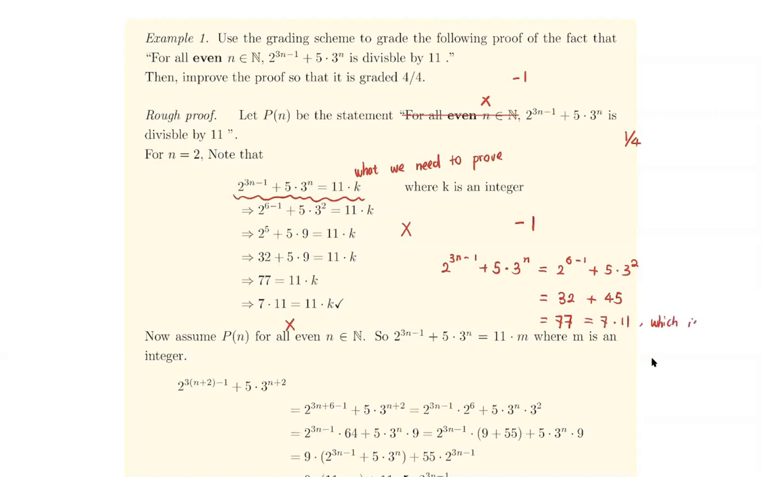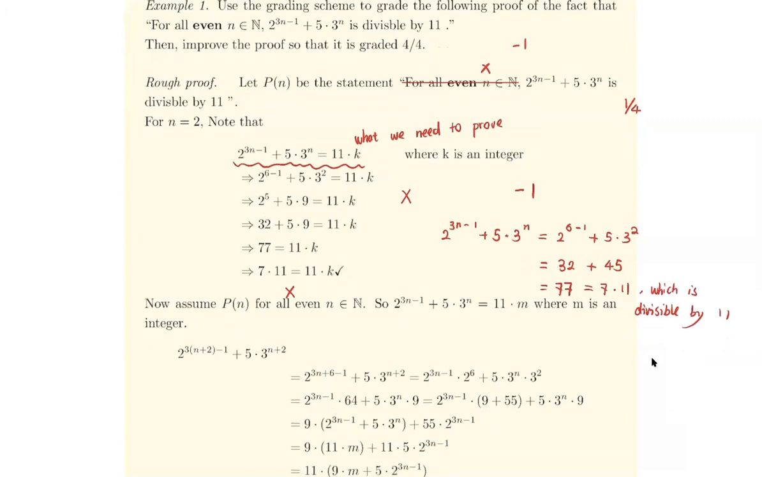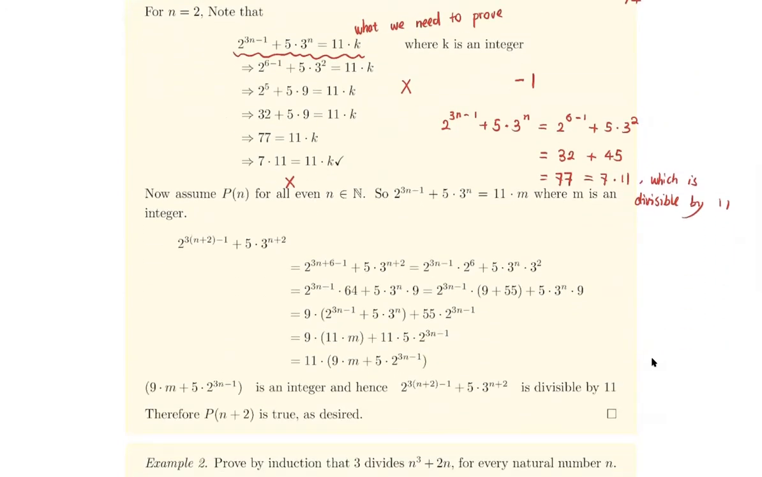Which is divisible by 11. So you cannot assume it's divisible by 11 since the beginning. You have to show that it's actually divisible by 11. Okay, so that's the base case. Inductive hypothesis. So let's look at the inductive hypothesis. Now assume that Pn for all even n in natural number.